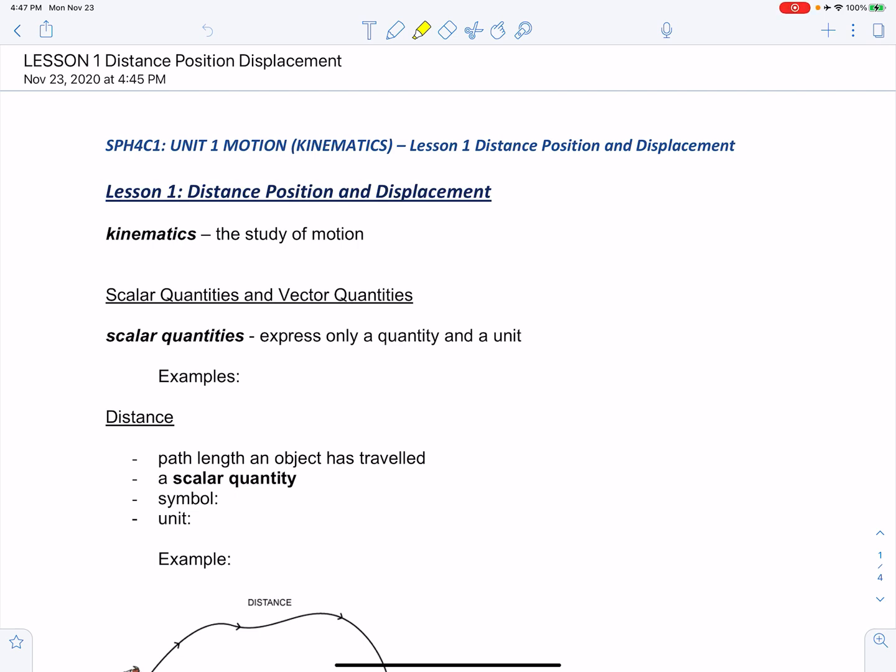Welcome to Grade 12 College Preparation Physics. Today we start with Unit 1, Motion, Kinematics. And today's lesson, lesson number 1, is entitled Distance, Position, and Displacement.